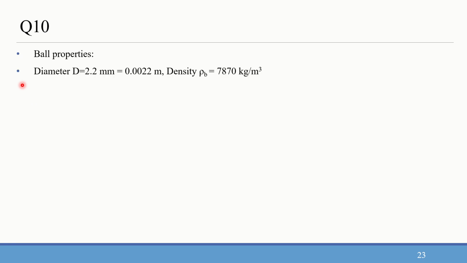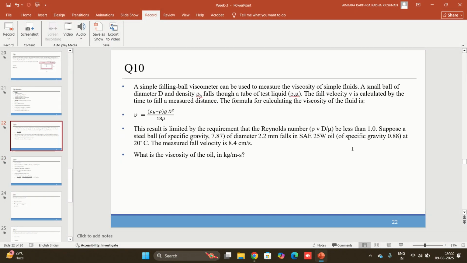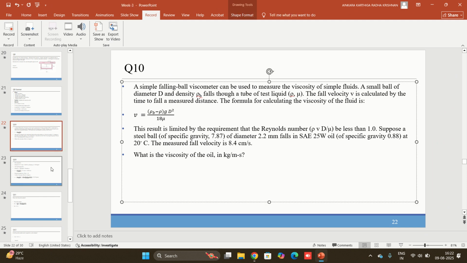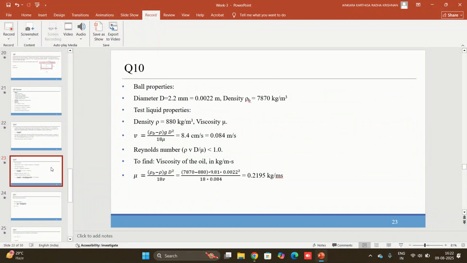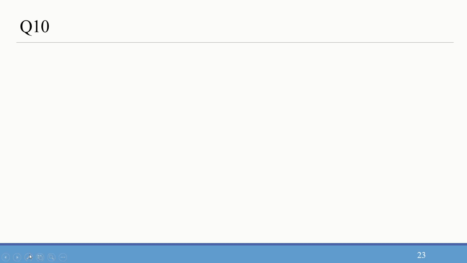So ball properties, first we will write. I'll just make sure it is right, because since values are changed it might be different. 7870, 880, 2.2 mm and 8.4 centimeter per second. Okay, so all the values are right actually.